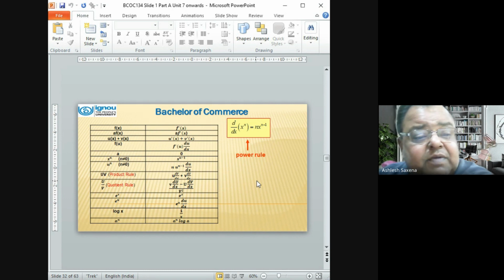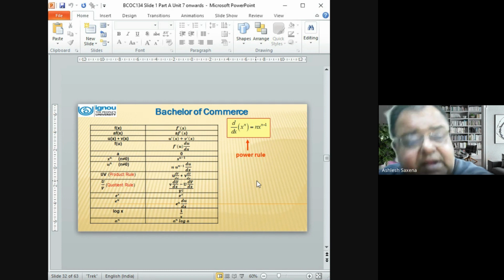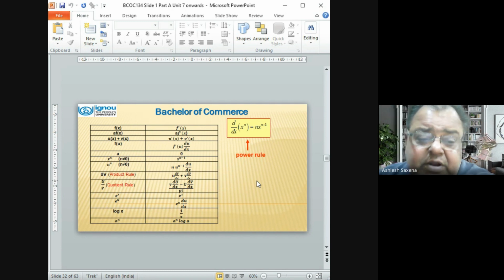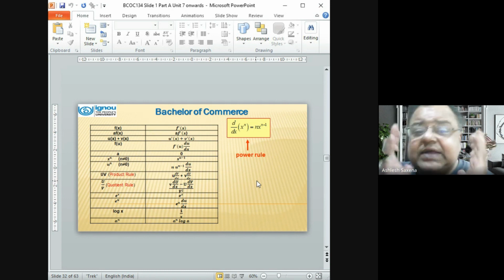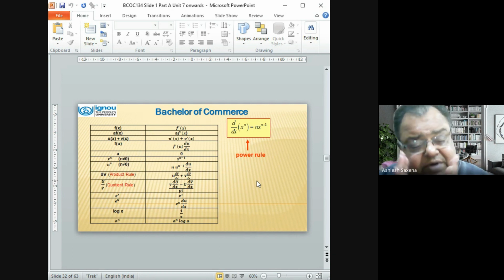Derivative of e raised to the power x is e raised to the power x. Derivative of e raised to the power u is e raised to the power u into du by dx. Derivative of log x is 1 by x, and derivative of a raised to the power x is a raised to the power x log a. These are the standard formulas.